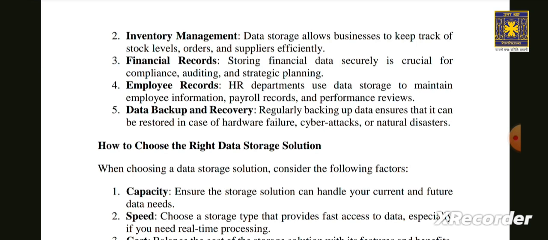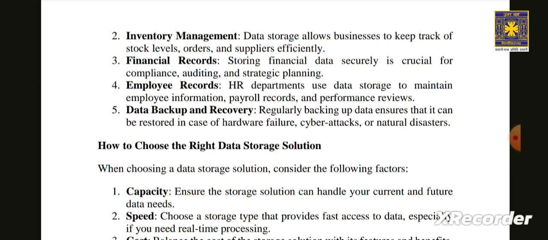And lastly, data backup and recovery. Regularly backing up the data ensures that it can be restored in case of hardware failure, cyber attacks, or natural disasters. Think of it like making a copy of important documents and keeping them in a safe place. If anything happens to the original, you can easily recover the backup and continue with minimal disruption.